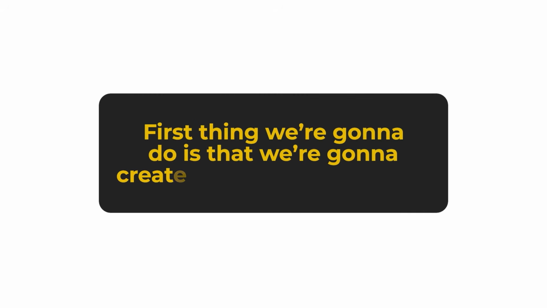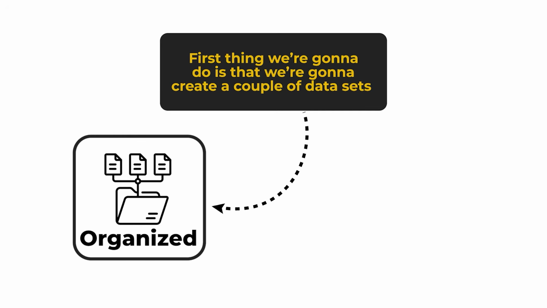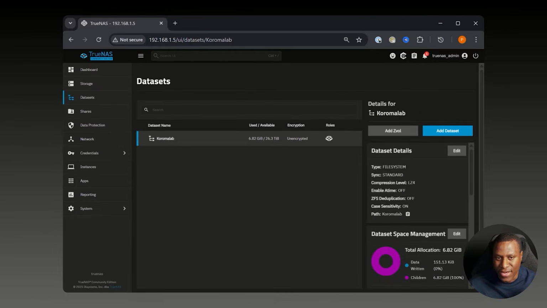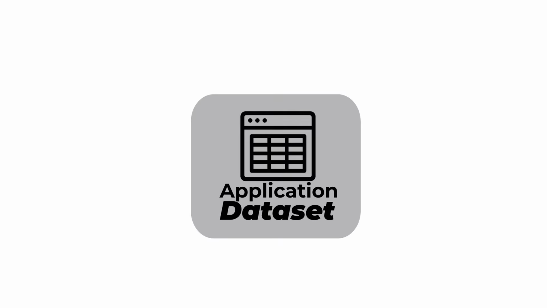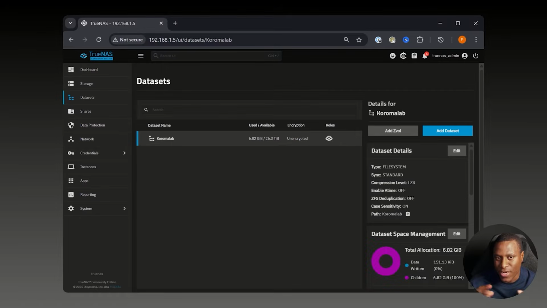First thing we're going to do is create a couple of datasets to help keep things organized in this environment. The reason being that I want to create an application dataset where all of my applications are going to reside. And then when I do create other things, maybe a share or something like that, I will have a different dataset. Maybe we'll call it share or something. I'm not sure yet. So there's that sort of separation and a bit of organization, where everything doesn't seem like it's all over the place.